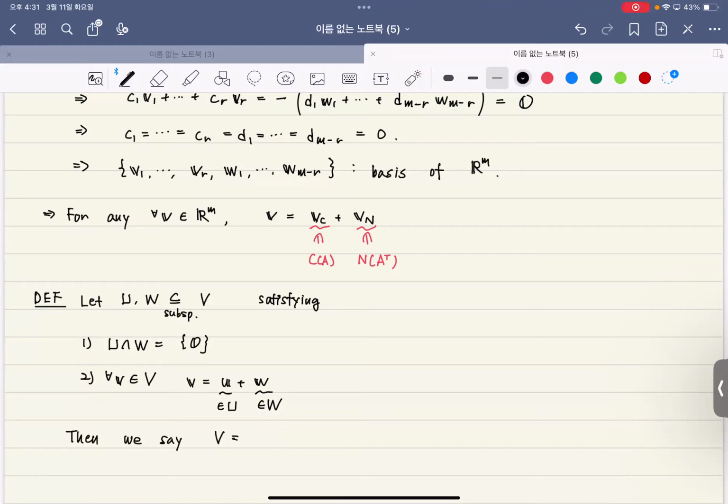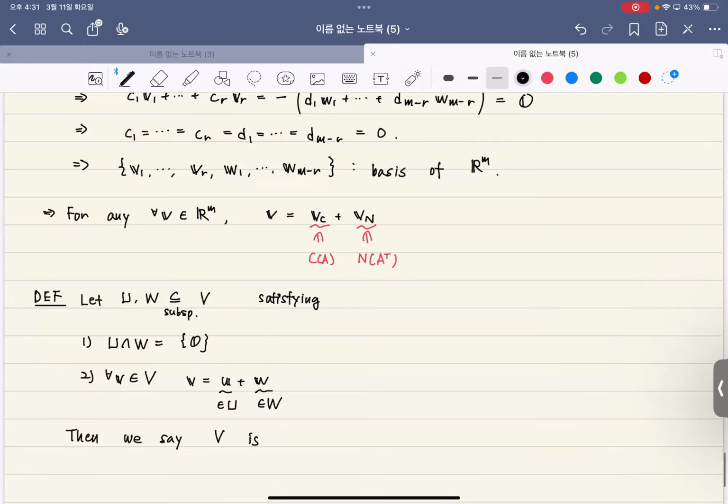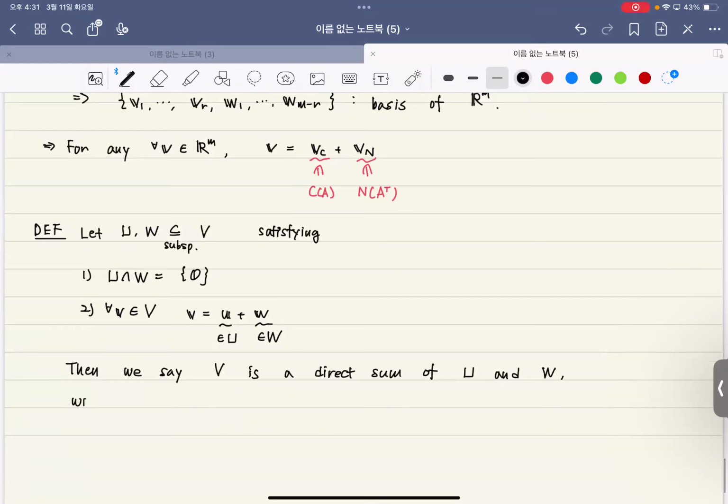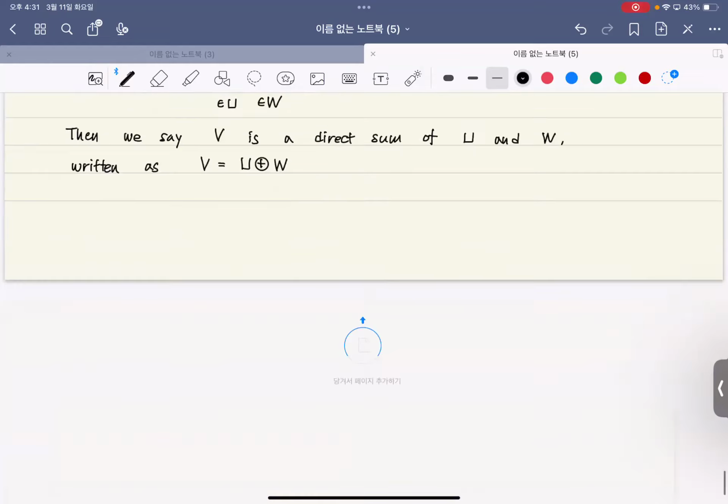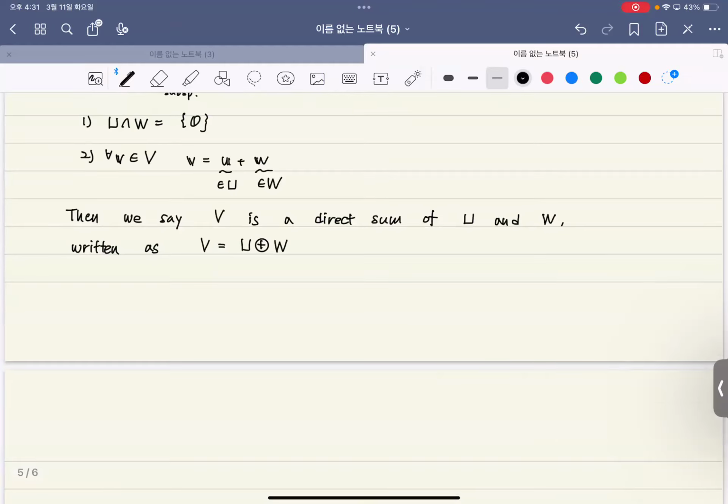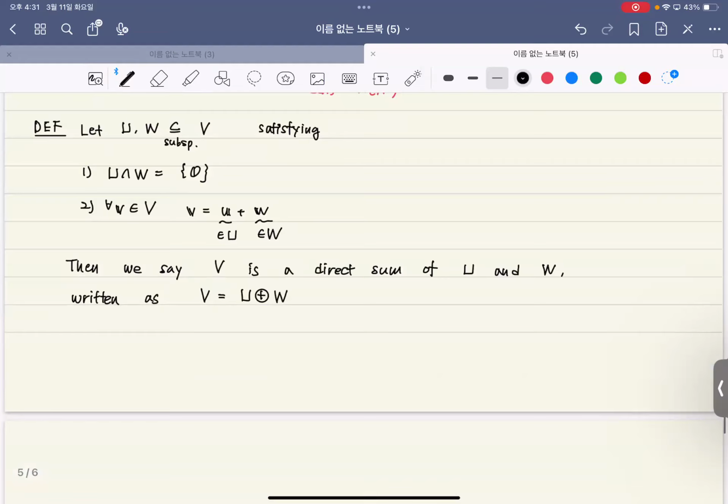vector space V is a direct sum of U and W, which is also written as V is U direct sum with W. So this is our notation. This is direct sum. Okay, so I'm going to give you small pictures of the direct sum.